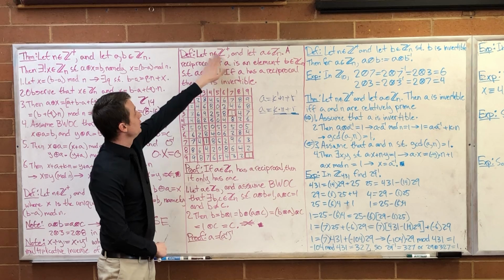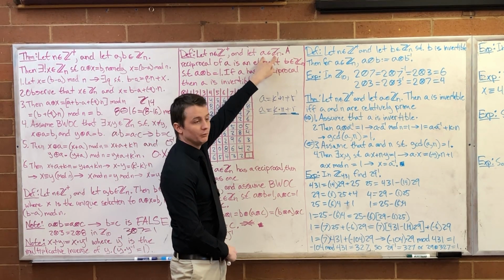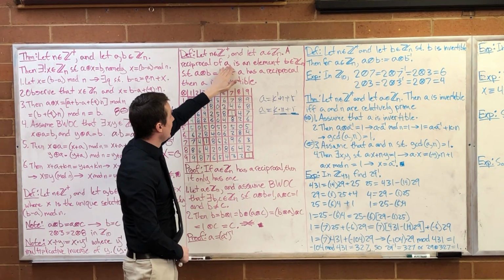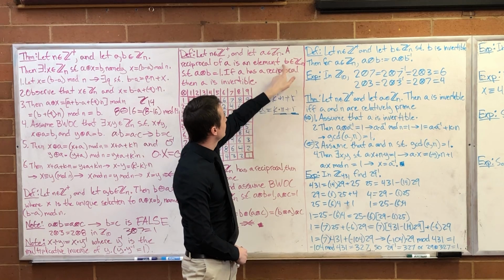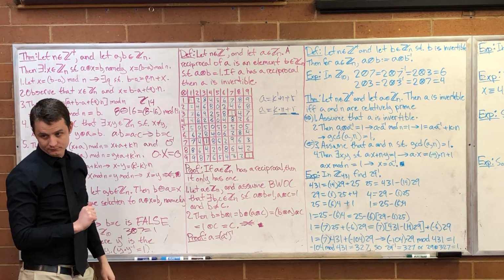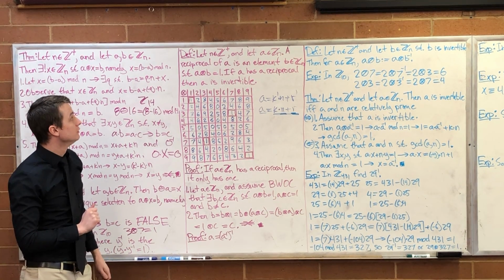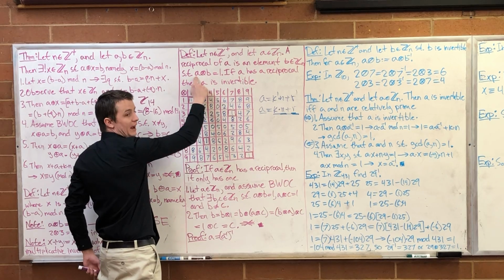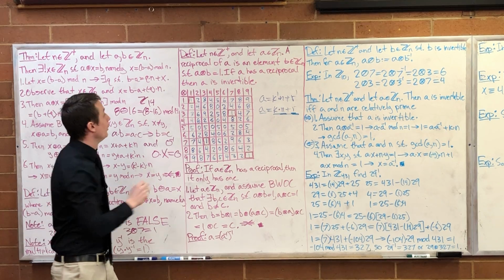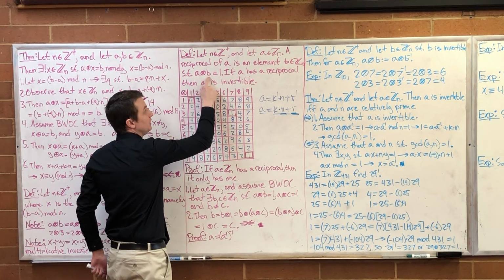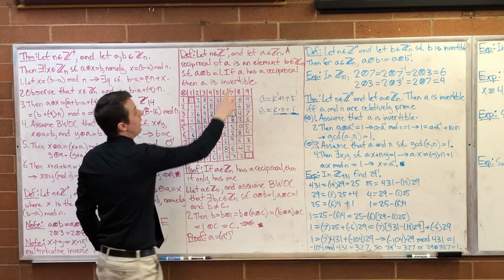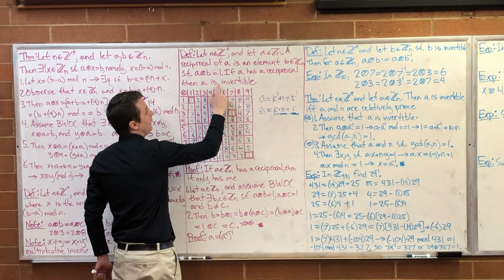Okay, so let n be a positive number, and let a be some number in Zn. With me so far? A reciprocal of a is an element b in Zn such that a times that element is equal to 1. So b is a reciprocal of a, since a times b is equal to 1. So if I can find a b such that a times b is equal to 1, then a has a reciprocal, namely that b. If a has a reciprocal, then we say that a is invertible.